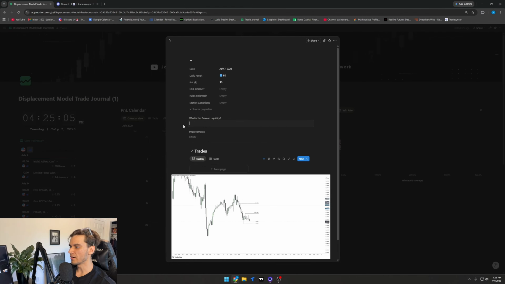And now I can go here under what's my draw on liquidity, and write down what my draw on liquidity is for the day. Where do I think the market is going based off of these certain conditions, right? So I can write that right in here. And then now what I want to do is go up here and write down what are the current market conditions.